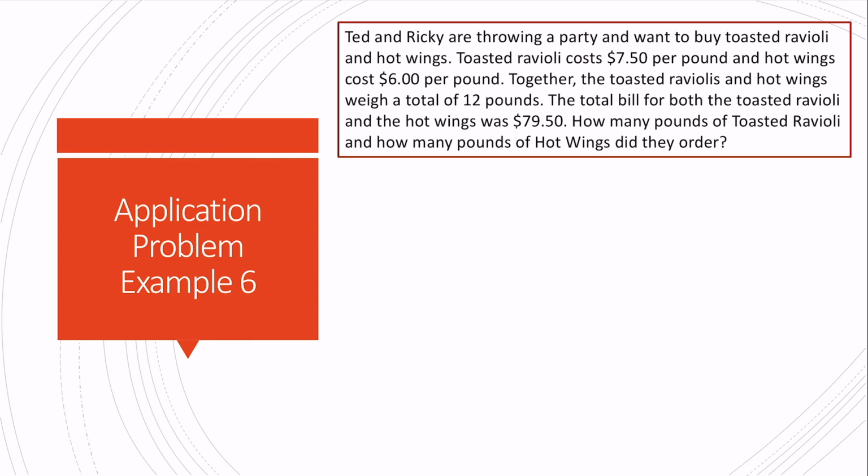So our last example using substitution is going to be a word problem. I know everyone is so thrilled. So the first thing I want to do is look over the problem. Ted and Ricky are throwing a party and wanted to buy toasted ravioli and hot wings.